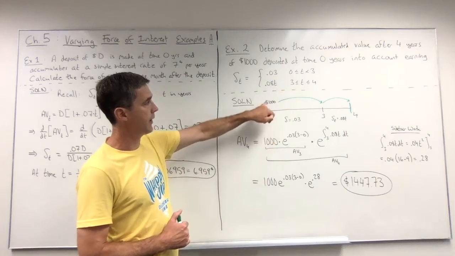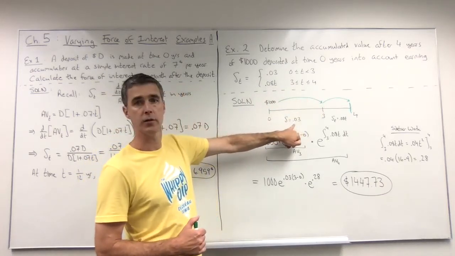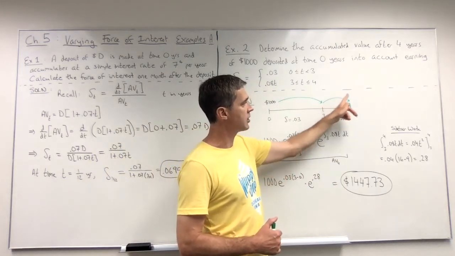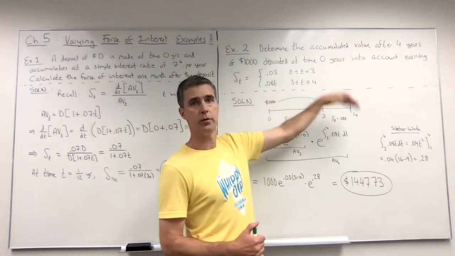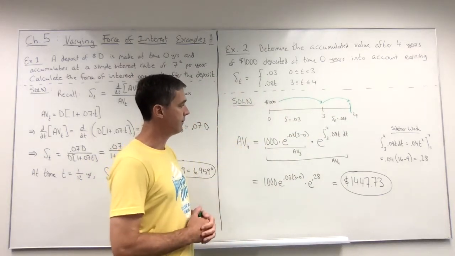So, time value diagram of money. Starting at time 0 with $1,000, I'm going to move it 3 years into the future using the constant force of interest. And then this accumulated value at time 3 is going to get pushed the next year forward using the varying force of interest. So it's going to be a 2-step process. So here's the accumulated value at time 4.